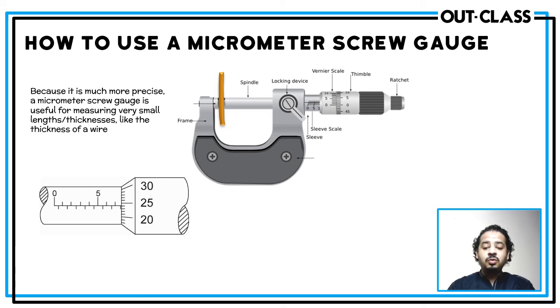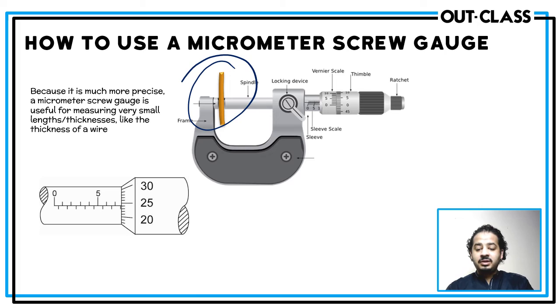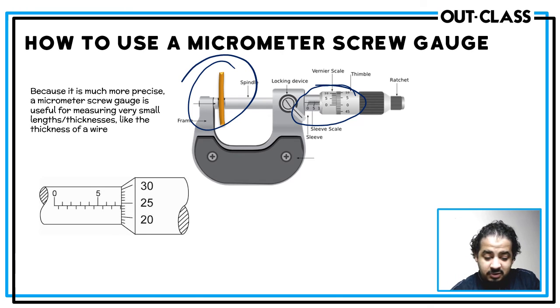Now let's see how you would take a measurement using a micrometer screw gauge. Have a look at this complete device. You can see that it's currently trying to measure the diameter of this stick that is stuck between the anvil and the spindle over here. So the key thing to note is what is going on over here when you're trying to take the reading. So how does it go? The first thing we do is we look at the main scale, the sleeve scale.